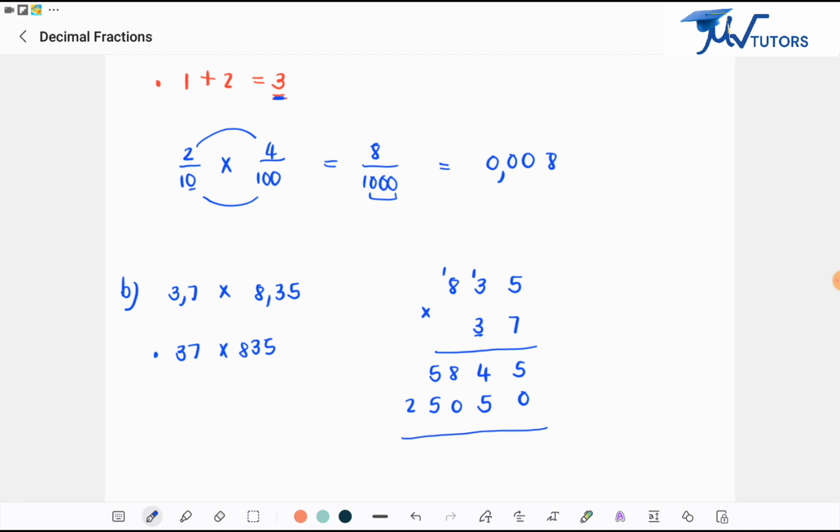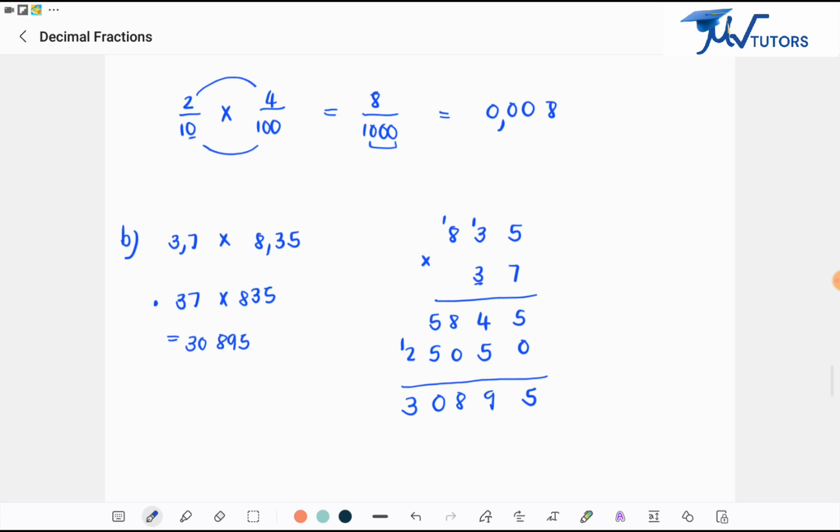Now when we're done there, we're going to have to add all of this up. So 5 and 0, you see we have 5. 4 plus 5, it's 9. 8 plus 0 is 8. 5 plus 5 is 10, carry 1. And then 1 plus 2, that's going to be 3. Okay, so ultimately if you have 835 multiplied by 37, you'll get 30,895. So that is our answer, 30,895.